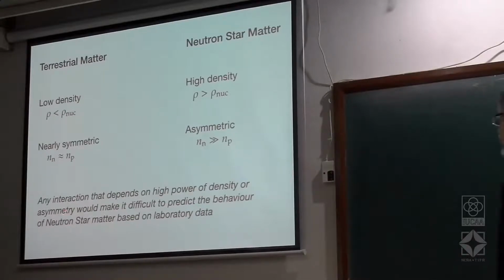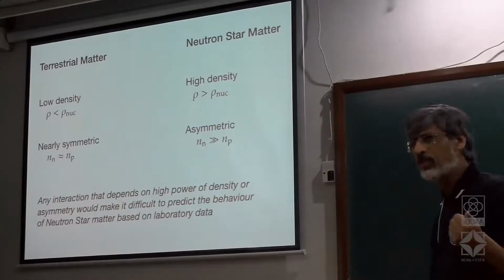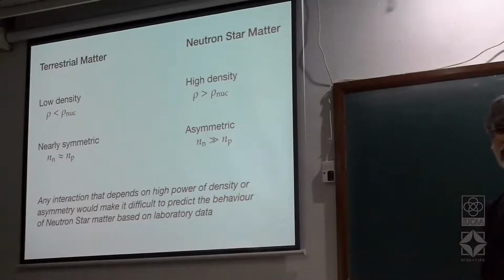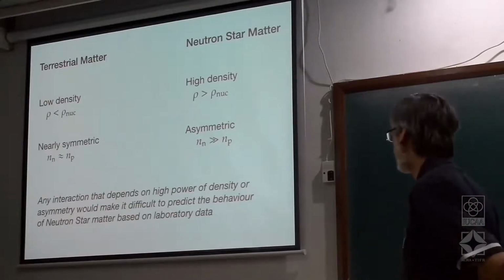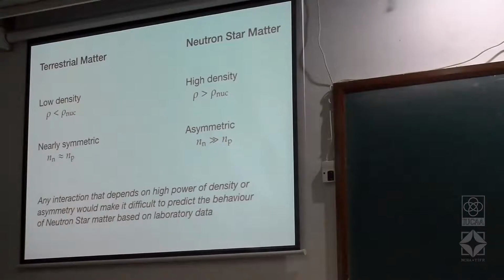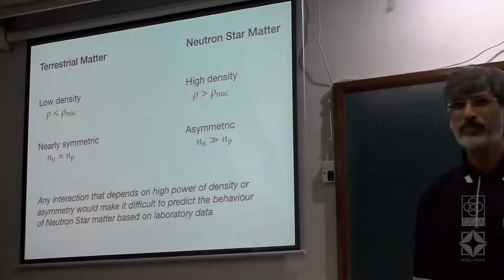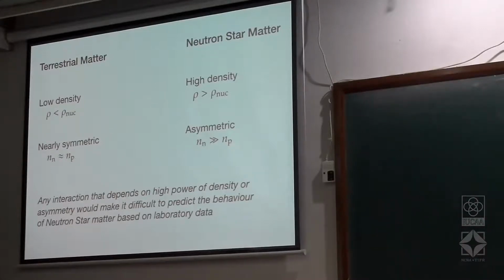So any interaction that depends on a high power of density or a high power of asymmetry is going to become very sensitive to small inaccuracies in your extrapolation when you go to neutron star matter. So it becomes difficult to predict the behavior of neutron star matter based on laboratory data, if your model has strong dependence on either density or asymmetry. And this is unfortunately the problem.